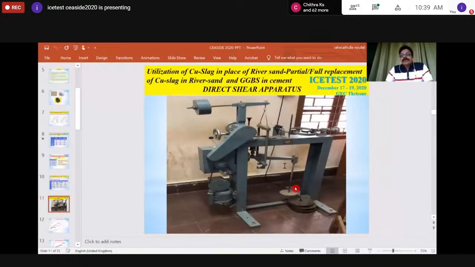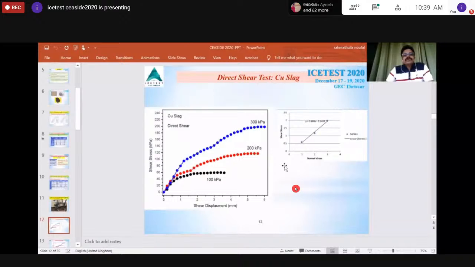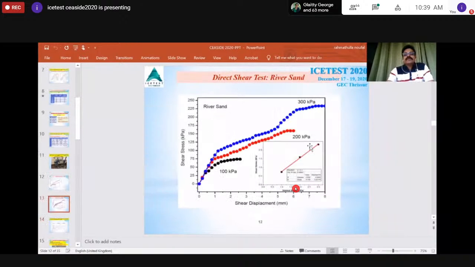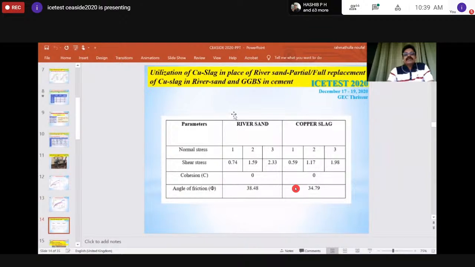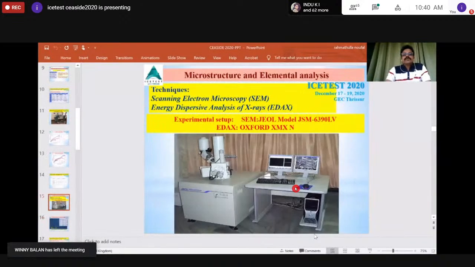And to find out the good bonding between this copper slag material and the river sand, I did the direct shear test to find out the angle of friction and C and phi values. Okay. So these are the graphs which show the shear stress versus shear displacement, and the slope is drawn. And from here we will get the phi value, the angle of friction. This is for copper slag and this one is for river sand. And the values are tabulated here. The river sand value for angle of friction is 38.48 and copper slag 34.79. So you can see that these two values are comparable, so we'll have good friction.